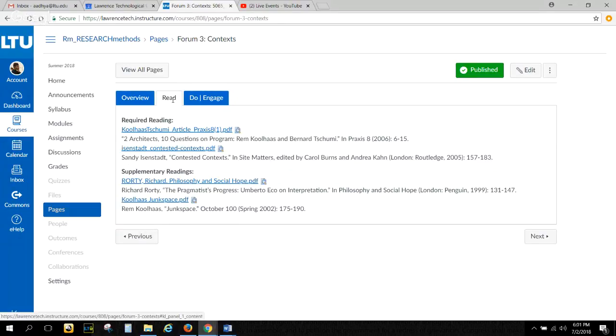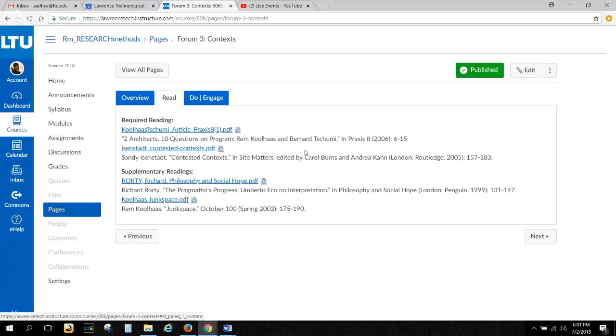So you need to do 2 readings, like I mentioned. One is the Koolhaas-Schumi article from Praxis, where each architect, both of them, are asked 10 questions, and they talk about how they actually look at program. And I want to focus on program as a very specific context because, like site, physical site, program is probably another element that frames a project context, a design context. But program is a little bit different than site in the sense that it is a little bit more complex.